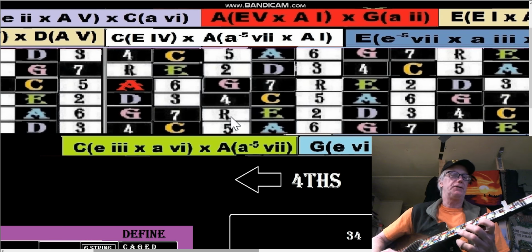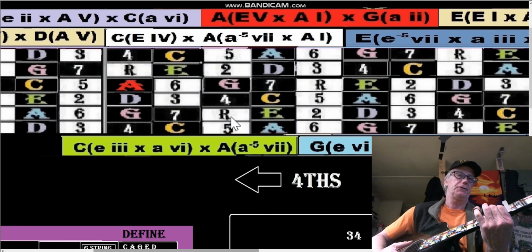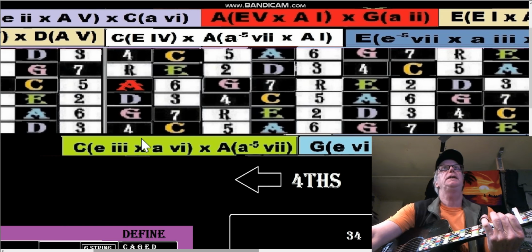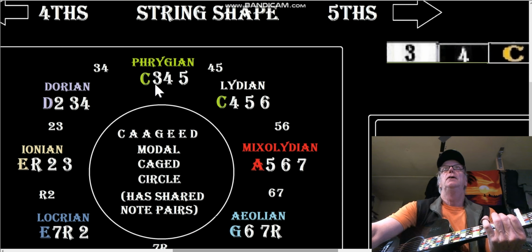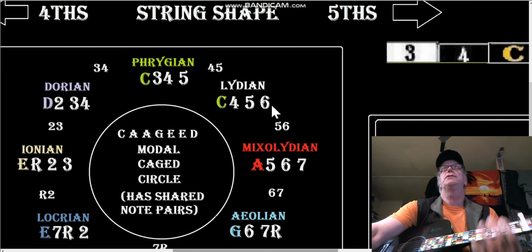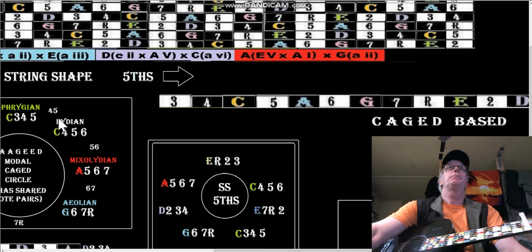Okay, so 5, 6 is right there. We're in the key of C. This is an F. It's the fourth because we're doing the Lydian cage. Okay, so we'll look at that. There's the Lydian cage, C 4, 5, 6. It's a long string shape. The Lydian string shape, okay?